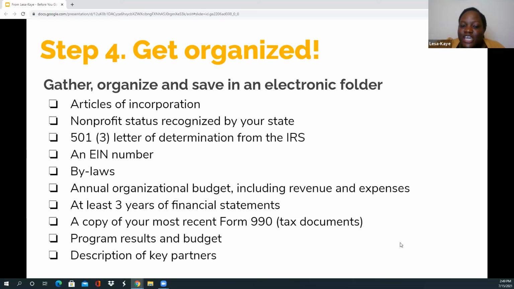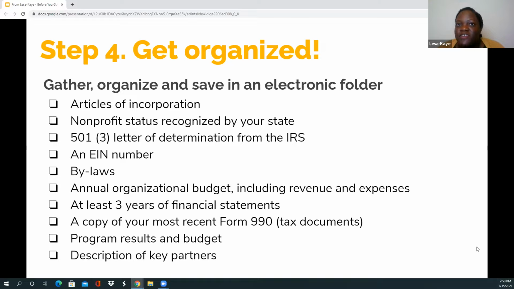So this is like an easy check mark, right? I love when I can check something off my list, I feel so accomplished. And then you can look at it every year and make sure that everything is up to date. Maybe your organizational budget changes each year, so you put the new copy in there. Maybe new programs, maybe new partners, you put your most recent tax documents in there. So creating a folder that is your go-to of the common attachments that you will need for a grant application is an easy check mark.